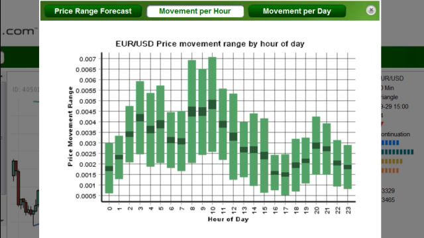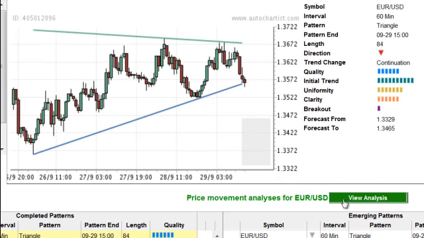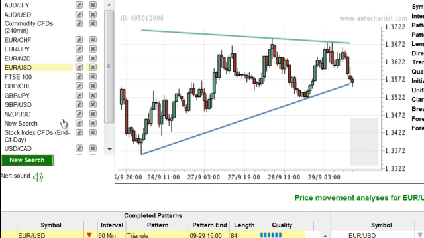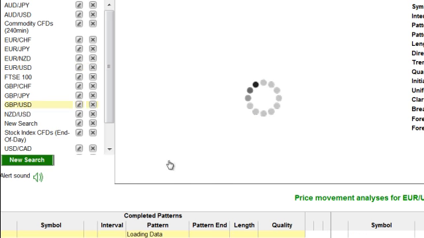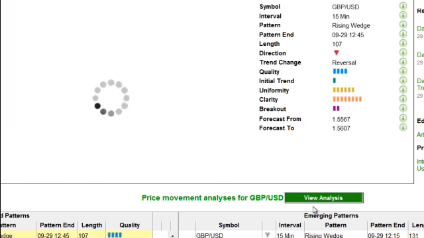Take a look. The difference in pip movement is dramatic. And this isn't just the Euro-US dollar. I don't want you guys thinking, oh, Raghee's just looking at the Euro-US dollar. I'll look at the cable, because for those of you that do like to get up early, let me show you the cable.